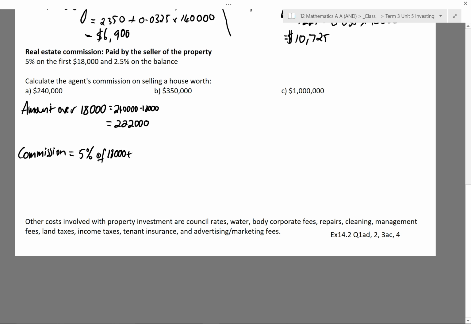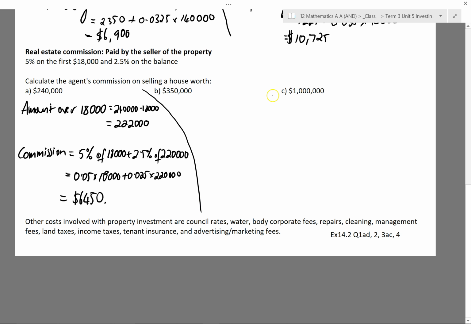So 5% of the first 18,000 and then 2.5% of the amount over 18,000. Convert these percentages to decimals, convert the ofs to multiplies. Put in your calculator and you'll get $6,450 as commission for that. Okay, part B and part C is using the same scenario. Okay, you can have a go at it using the same idea.